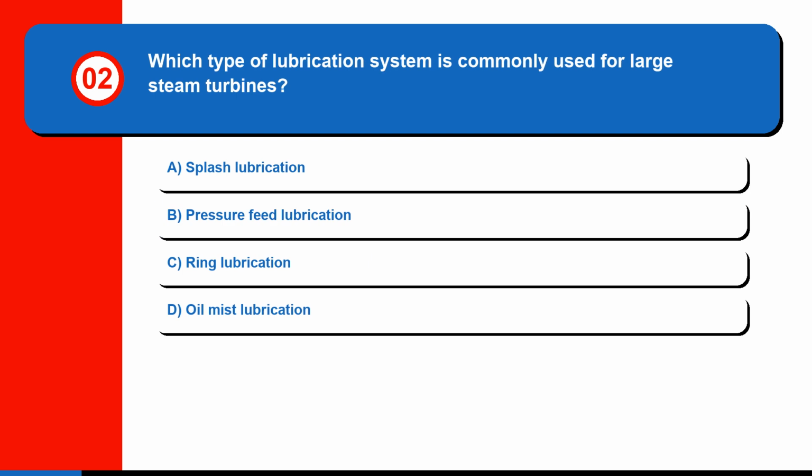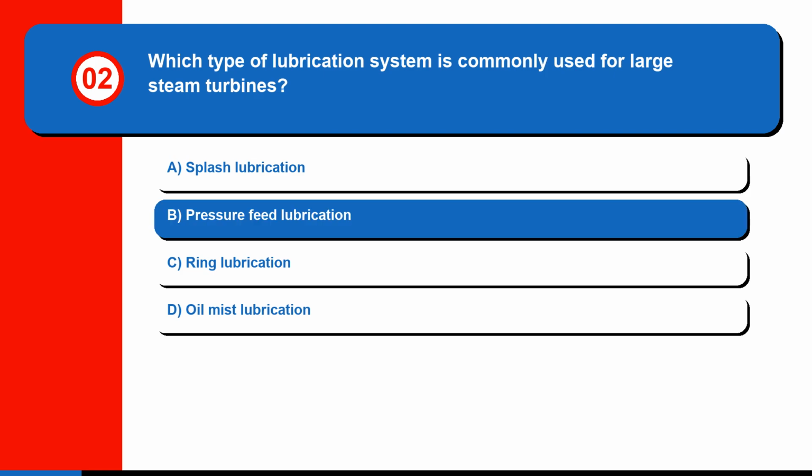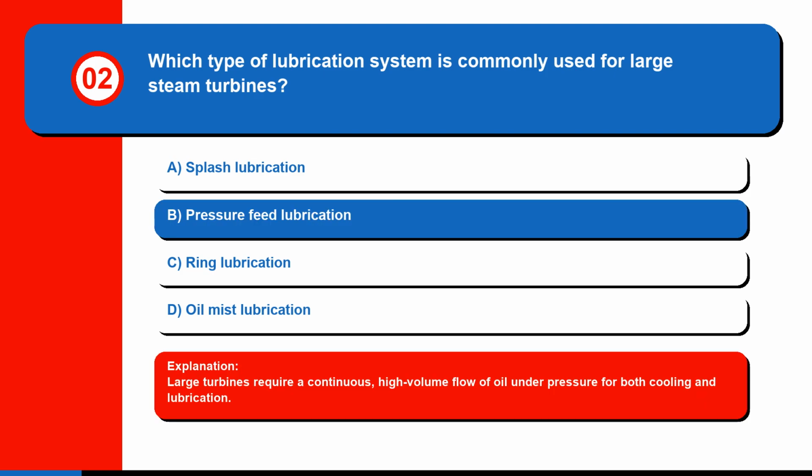Question 2. Which type of lubrication system is commonly used for large steam turbines? A. Splash lubrication. B. Pressure feed lubrication. C. Ring lubrication. Or D. Oil mist lubrication. The correct answer is B. Pressure feed lubrication. Large turbines require a continuous, high-volume flow of oil under pressure for both cooling and lubrication.